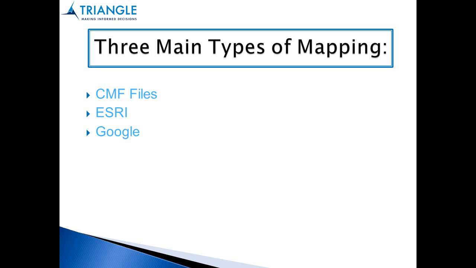You can use the out-of-the-box CMF files, which is a Cognos map file. You can also create custom CMF files for your own use. You can use Esri maps, there's Esri integration, or you can embed Google Maps into your report, which is what we're going to be focusing on today.